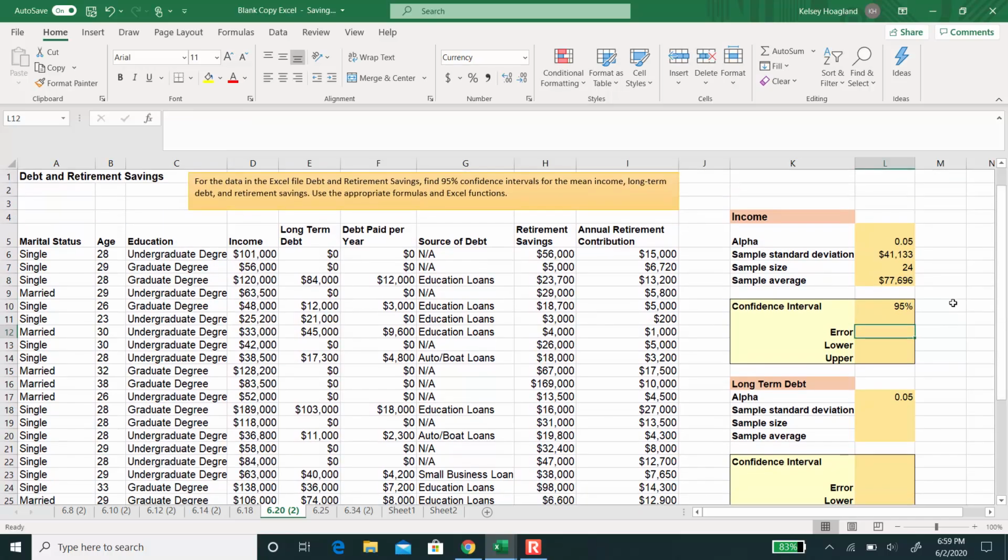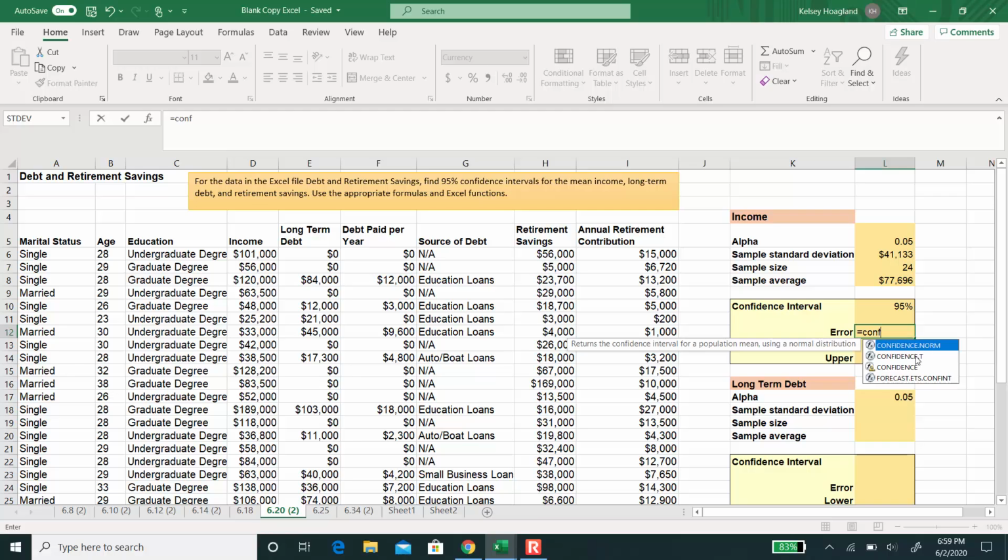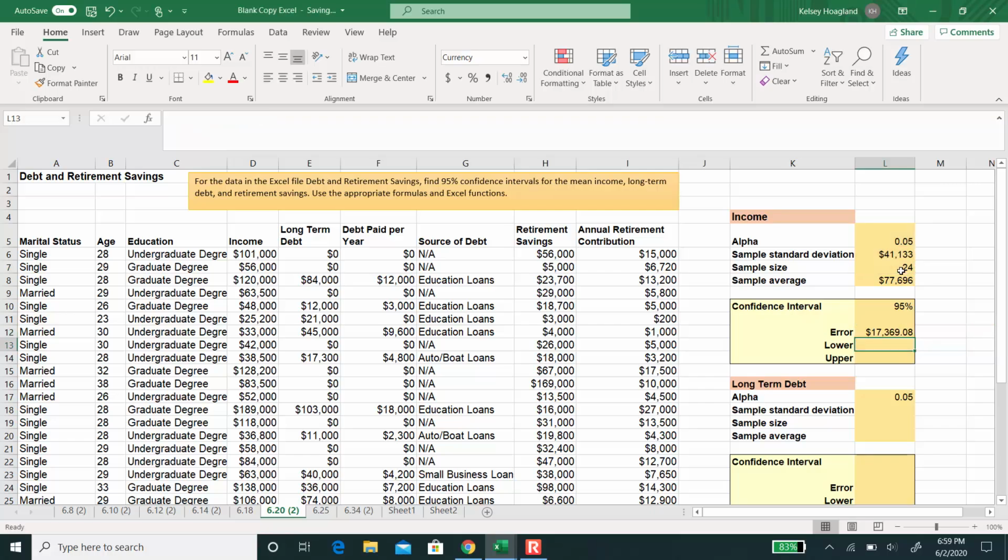And now we can find the margin of error. So for this type of problem, the sample is small and we don't know anything about the population, so we have to use confidence T. So we do equals confidence T, and for that we need alpha, which we found, the standard deviation, and the sample size. Hit enter, and our error is 17,000 roughly.